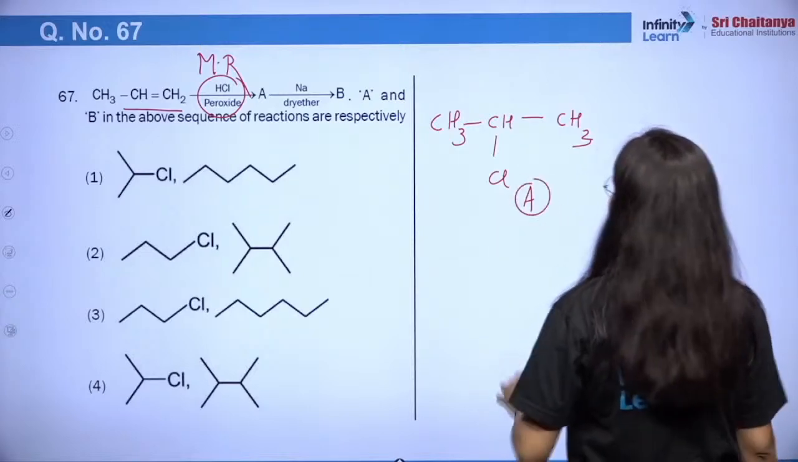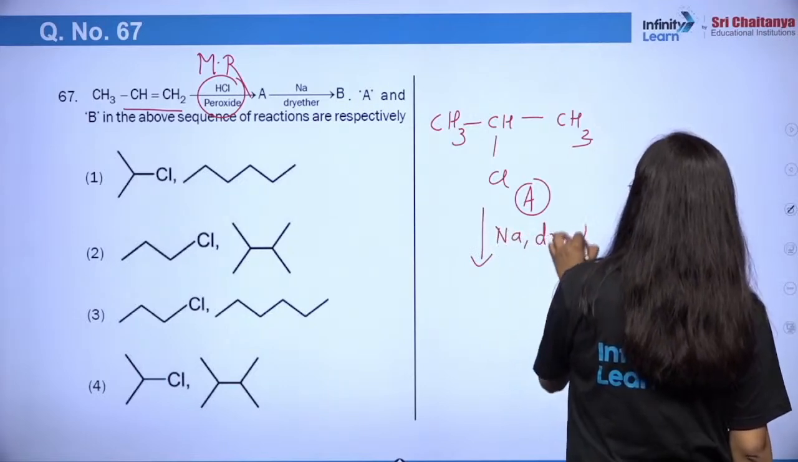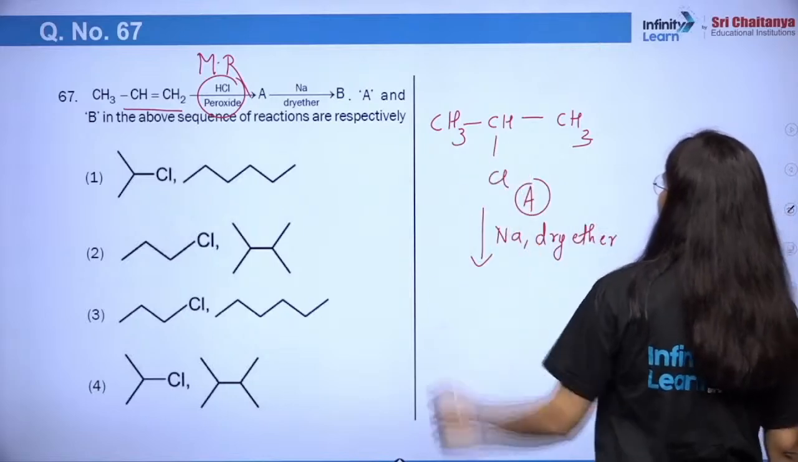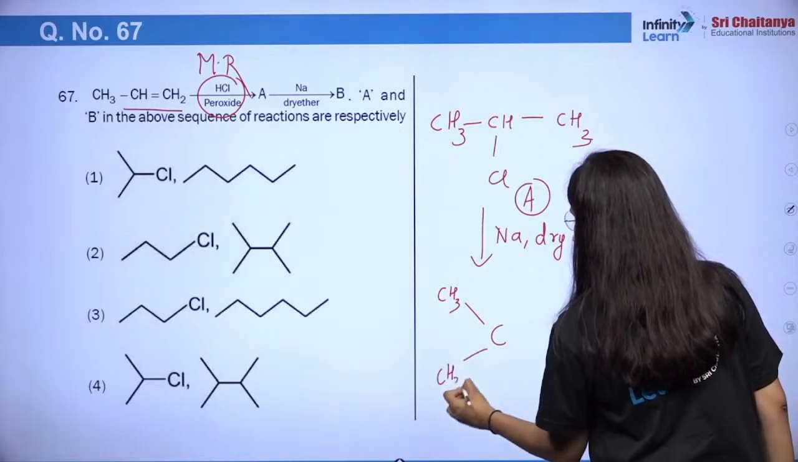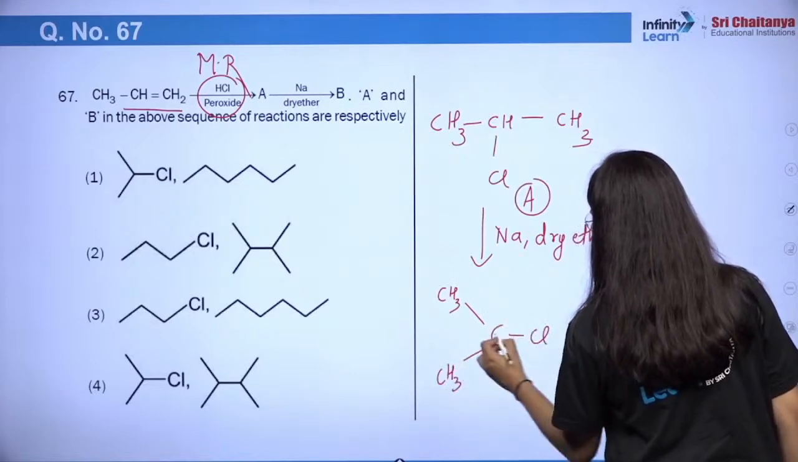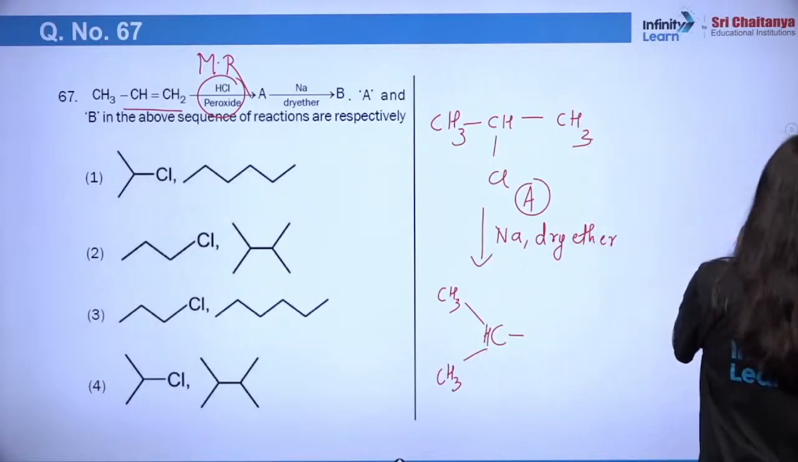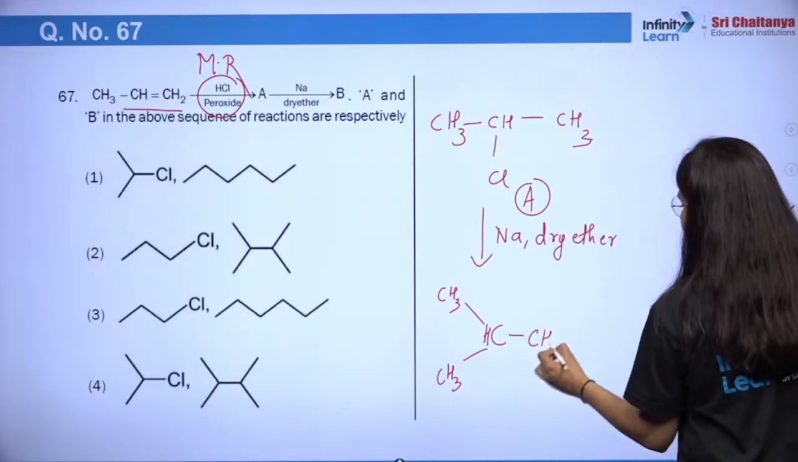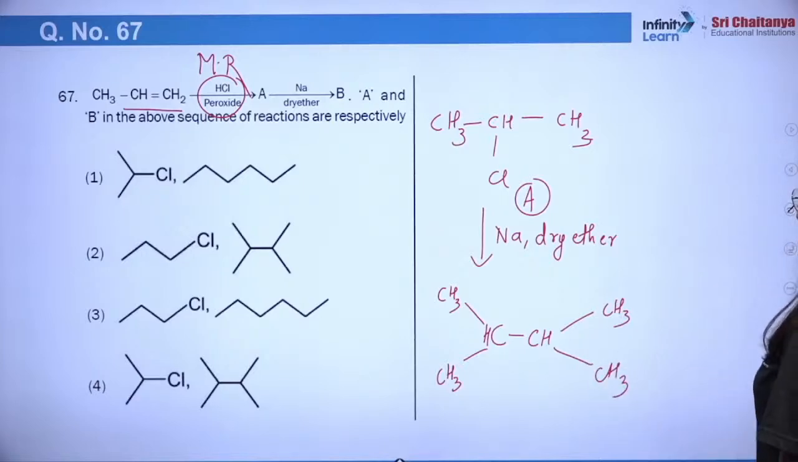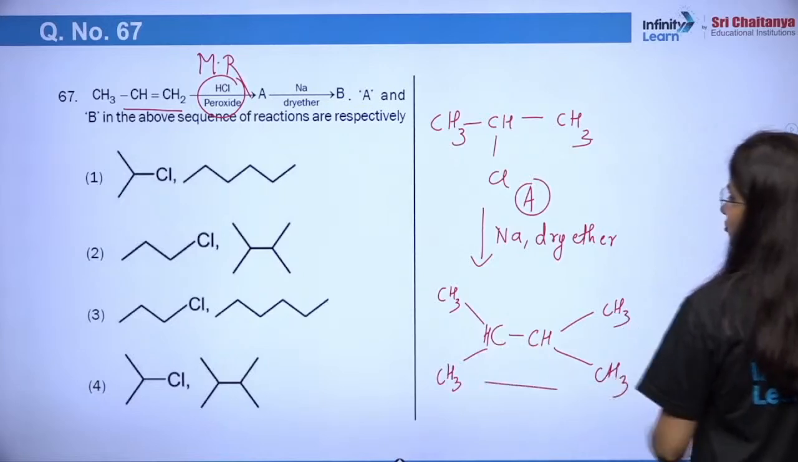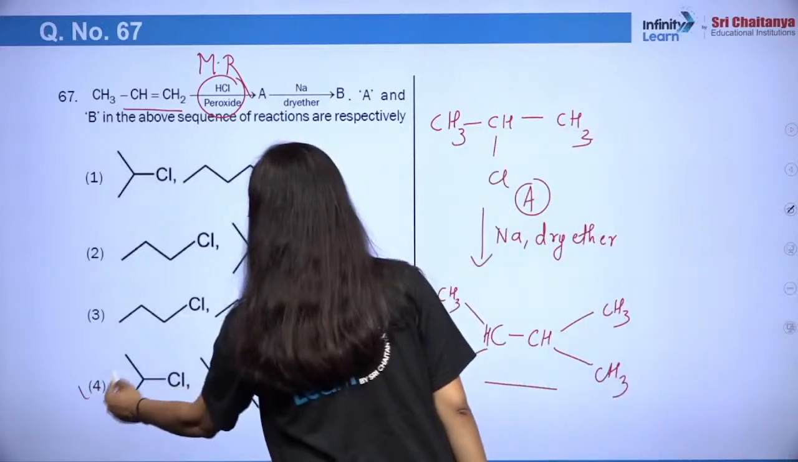Next, sodium in dry ether, a very common reaction. What will happen? Break this bond and join these two compounds. I have this Cl here and CH. Now break this bond. And carbon numbers are getting doubled. So again, now we have 4. Yes, we have. So this will be my answer. So what is the answer? You can see answer will be option number 4, right?